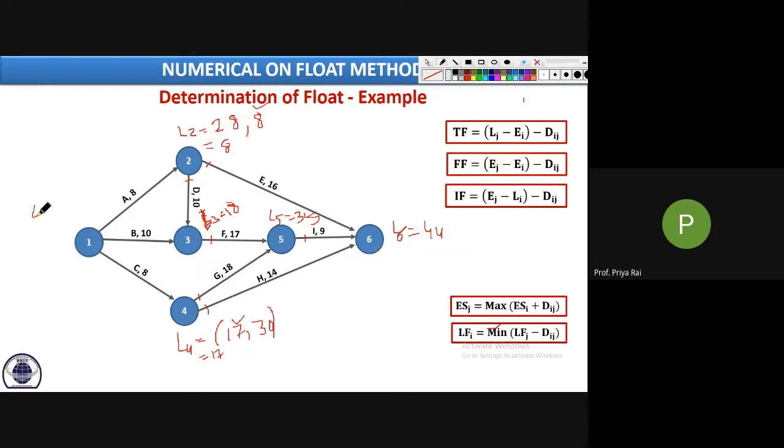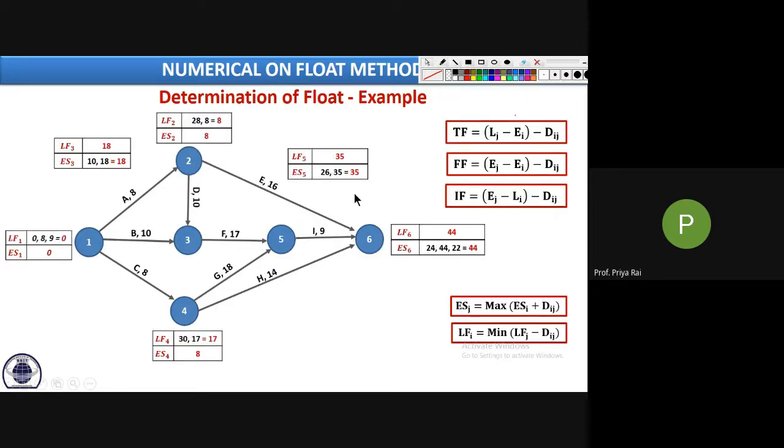Now L1 is how much? Three arrow tails are attached, one coming from 2, one from 3, one from 4. So what are the values? When it is coming from 2, L2 is 8, so 8 minus 8, 0. When it is coming from 3, L3 is 18, 18 minus 10, 8. When it is coming from 4, L4 is 17, 17 minus 8, 9. So the minimum is 0. So this is 0. So we have calculated all E and L values for all the activities.